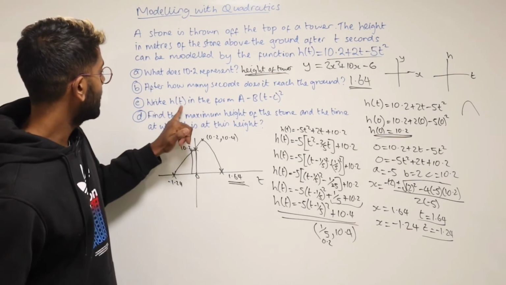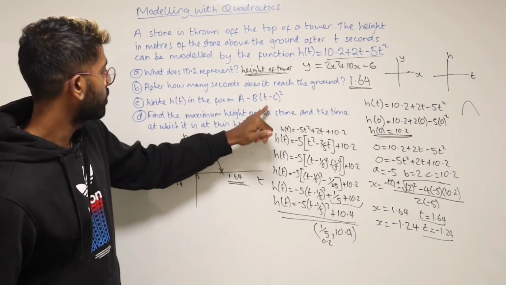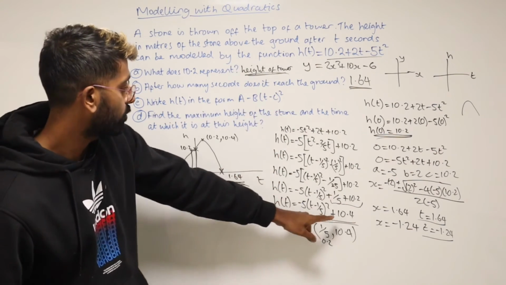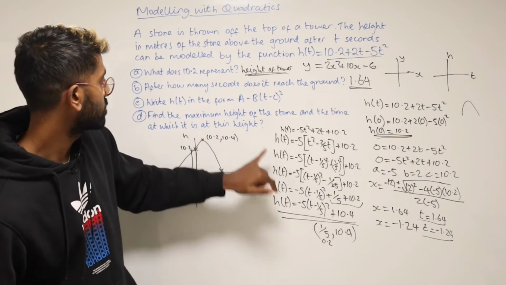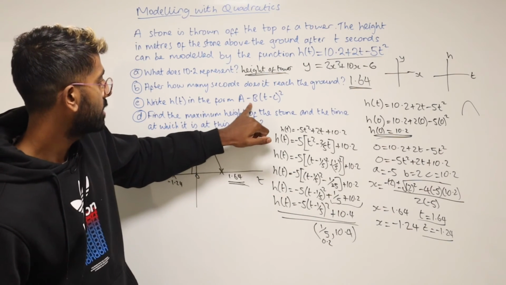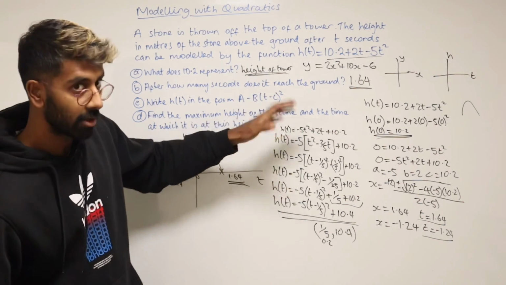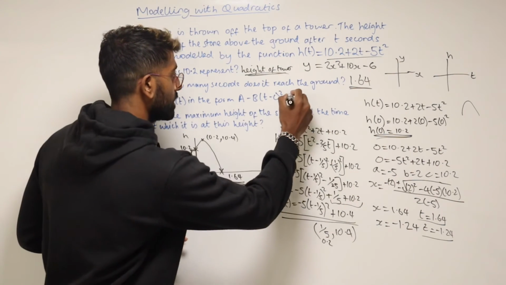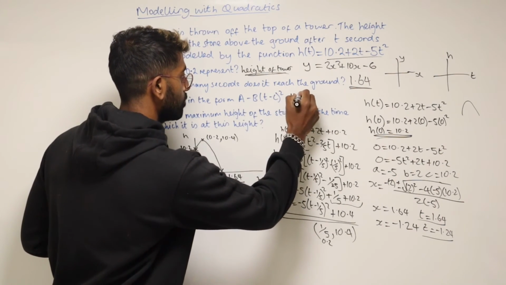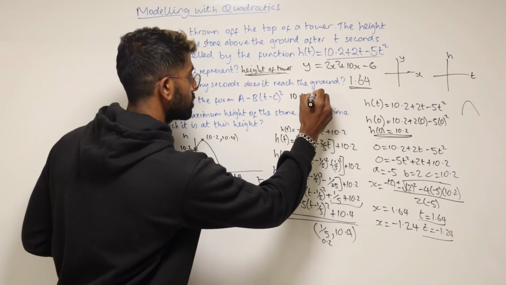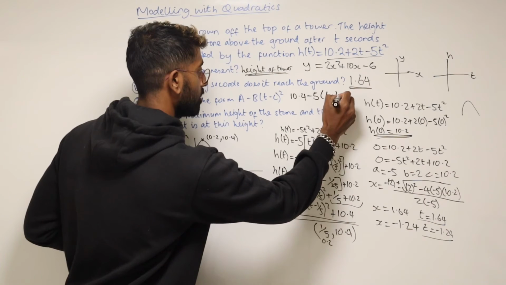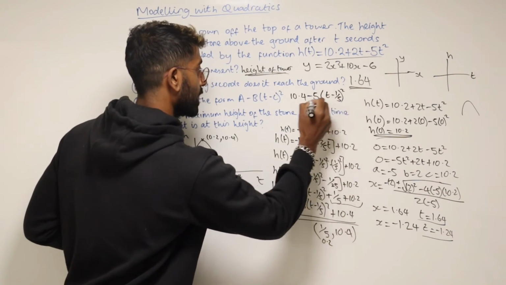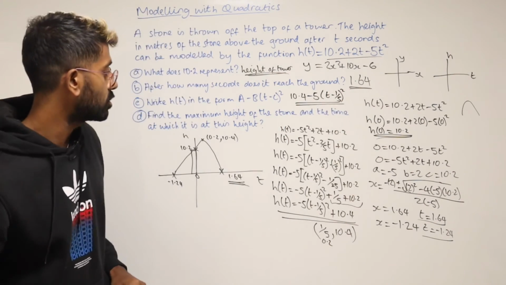Next, write h of t in the form there. So just complete the square. So actually, we've also got that answer down here. We just need to put the 10.4 in front of this because they want a at the front and then minus b lots of whatever. So that there is just going to be 10.4 minus 5 lots of t minus 1/5 squared. So there we go, we've got that answer too.